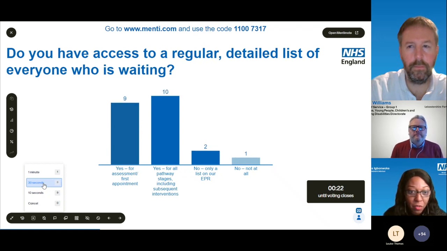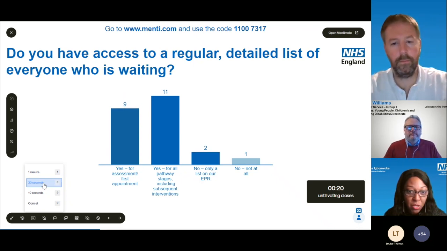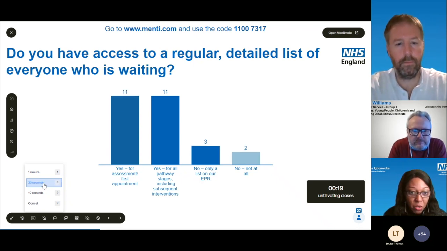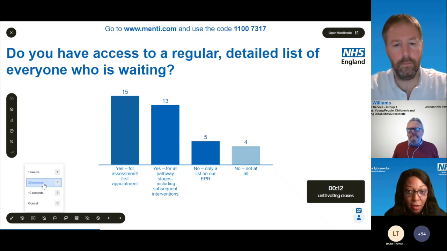Well, so far, I think the first two responses are the most popular, mostly just equally for first assessment, first appointment. And some of you have a PTL for all pathway stages, including subsequent interventions, which is great.